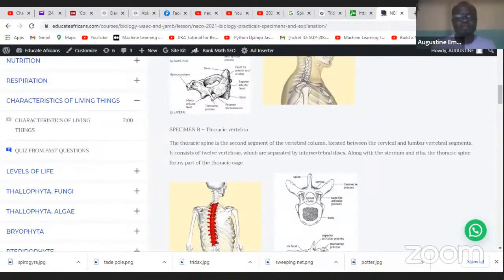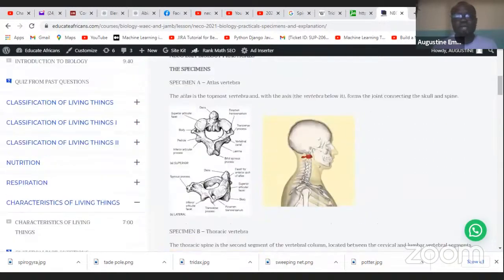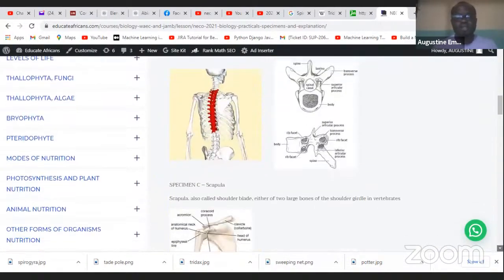If you're checking out for human being, you check out specimen B, the thoracic vertebra. This is where the thorax is, for different organisms. It's not just for human being, but that's the likely place you're going to see it. You can see this long spine. So take note, this is the diagram for this thoracic. The thoracic is the second segment, whereas the atlas is the topmost vertebra. So you can see the definition. I said in subsequent classes, we are going to learn about their functions.